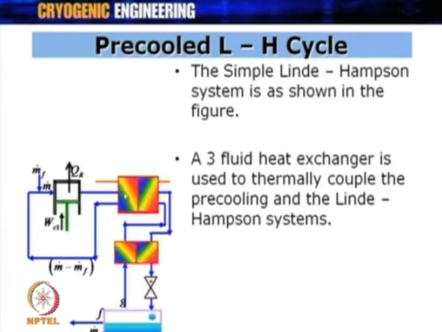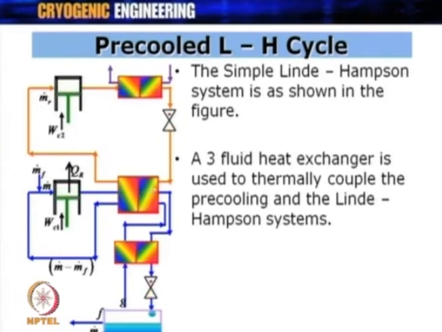So, for pre-cooling, in addition to the Linde-Hampson system we have one more heat exchanger which is now a 3 fluid heat exchanger. A 3 fluid heat exchanger is used to thermally couple the pre-cooling and the Linde-Hampson system. So, this is now a Linde-Hampson system with a pre-cooling heat exchanger. And how is this pre-coolant or refrigerant coming? It has one more circuit, called the pre-cooling circuit. This pre-cooling circuit will have its own refrigerant. Depending on the temperature of our interest, a refrigerant has to be selected in such a way that it will pre-cool the high pressure gas at this point.